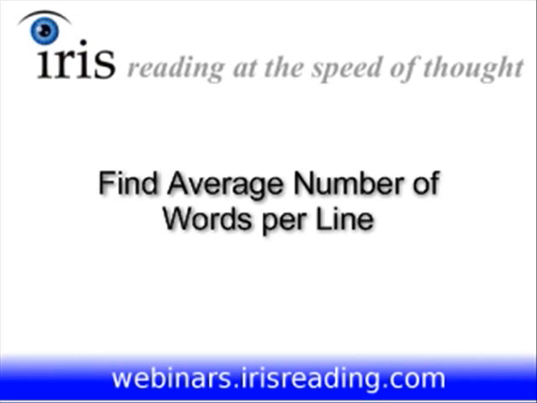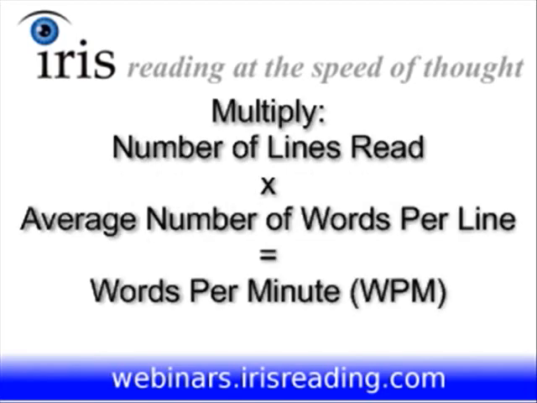You can do that by taking a sample of 3 full lines, counting up all the words, and then dividing by 3 to get an average. After you have that average, take the number of lines that you read and multiply it by the average words per line. And this will give you a words per minute reading score.